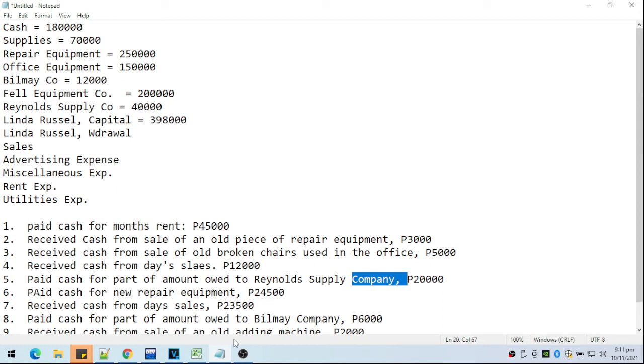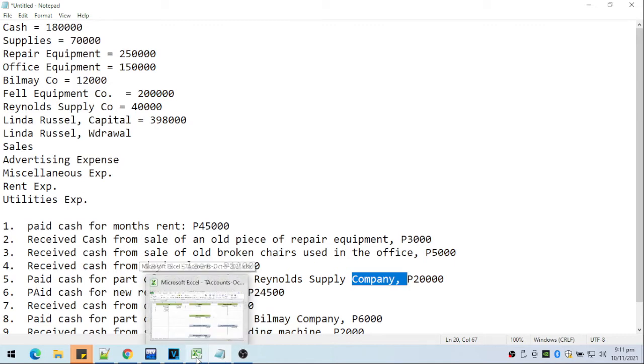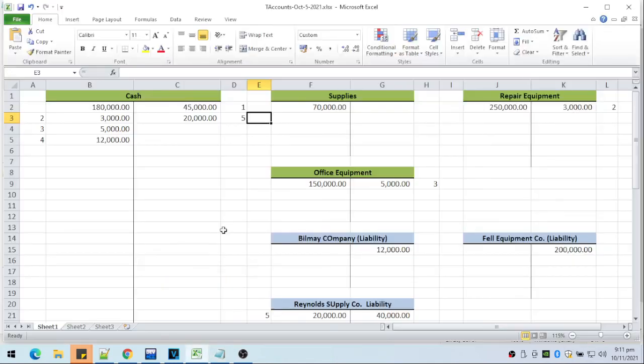24,500 rather. So repair equipment 24,500. So that's transaction number 6. And we decrease our cash 24,500. Transaction number 6.